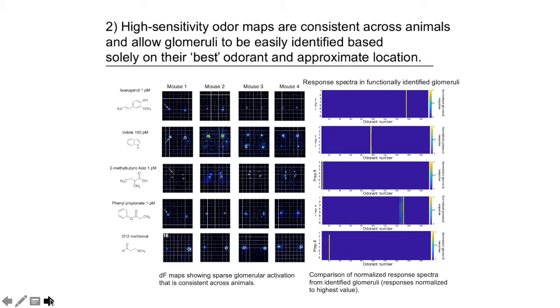Here we show examples of delta F over F odor maps generated from 4 different experiments. At low odor concentrations, these maps are highly sparse and consistent across animals. Because of this, we are able to identify glomeruli that are the same across experiments, based only on their responsiveness to their best odorant and approximate location. Comparing the response spectra of these identified glomeruli shows consistency across animals. So far, we have been able to do this for over 30 glomeruli.